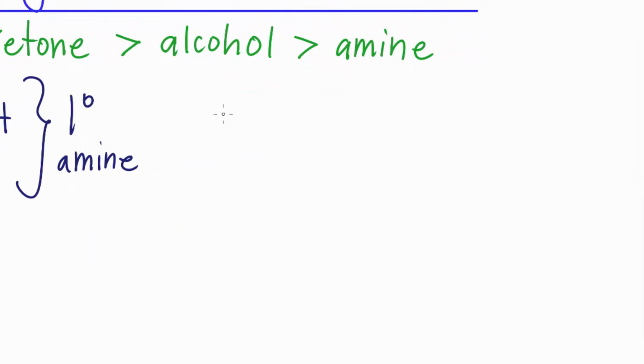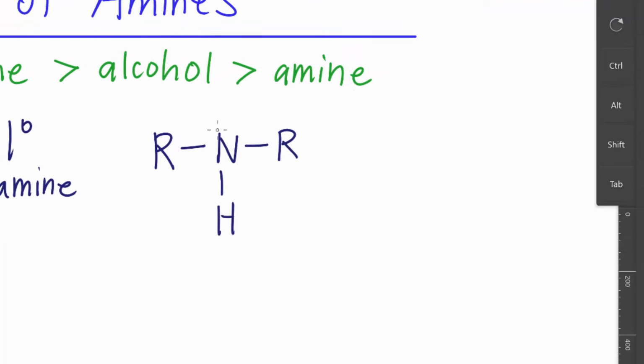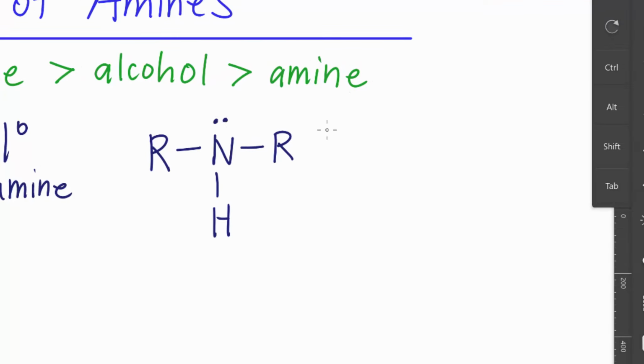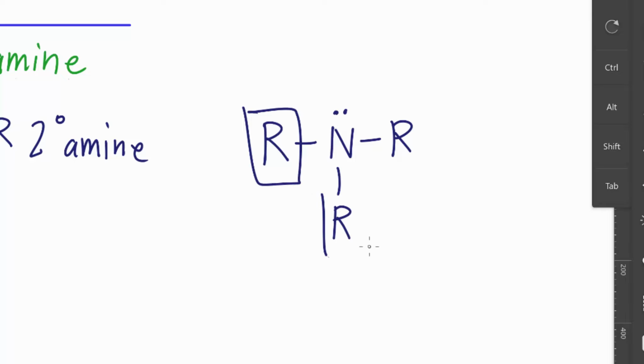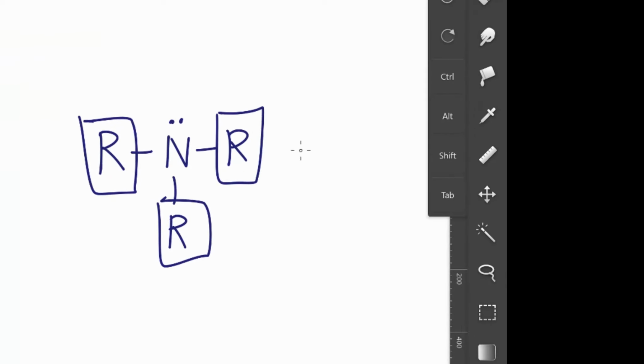We could have a secondary amine with R N R H. This would be a secondary amine. And we could have a tertiary amine, R N R R. So I have three R groups bonded to the nitrogen. So this would be a tertiary amine.